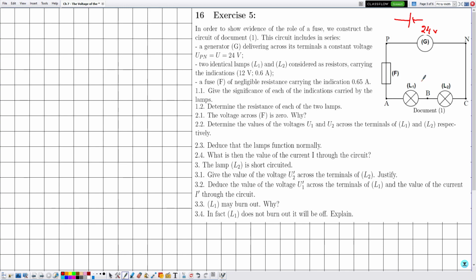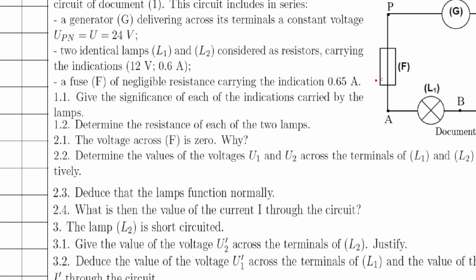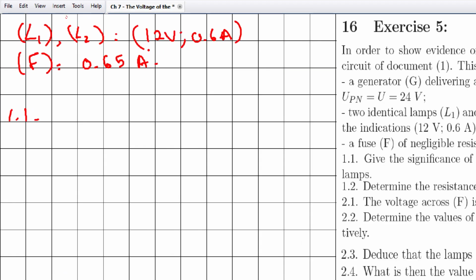Now we have two identical lamps L1 and L2, each of them carrying the indications 12 volts, 0.6 amperes, and a fuse F of negligible resistance carrying the following indication. Now in 1.1, give the significance of each indication carried by the lamps.